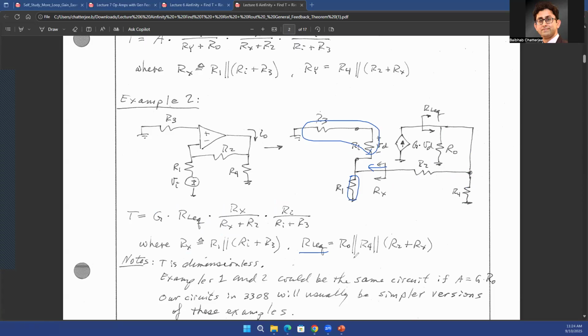What is RL equivalent? RL equivalent is the resistance looking here, right? So that's going to be RO in parallel with R4 in parallel with R2 plus Rx. So again, as you see, we took a very simple approach. Just look at the resistors, just look at the way the currents and voltages are getting divided, and you come up with your beta network.